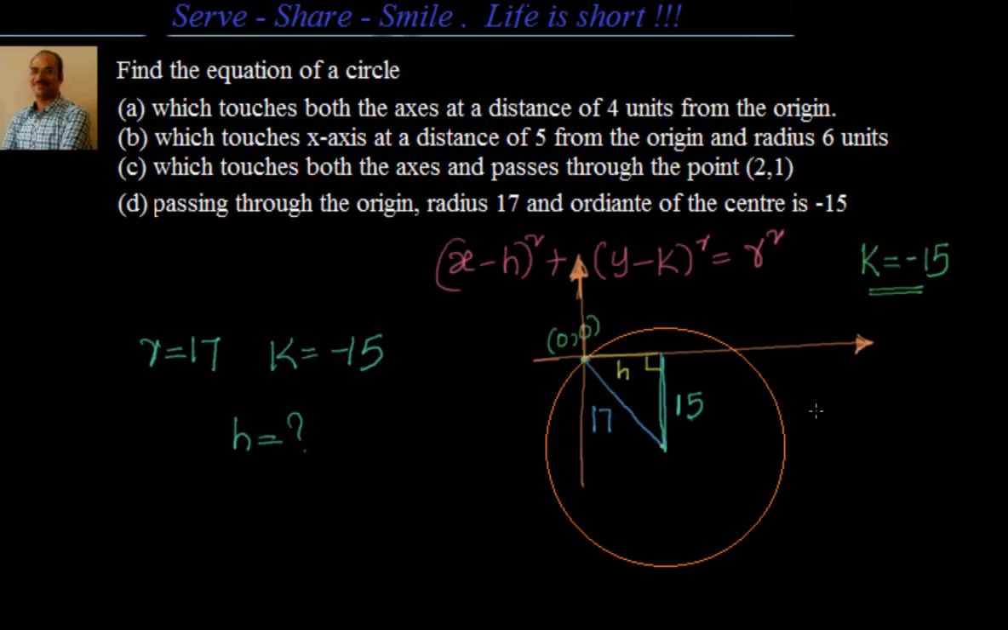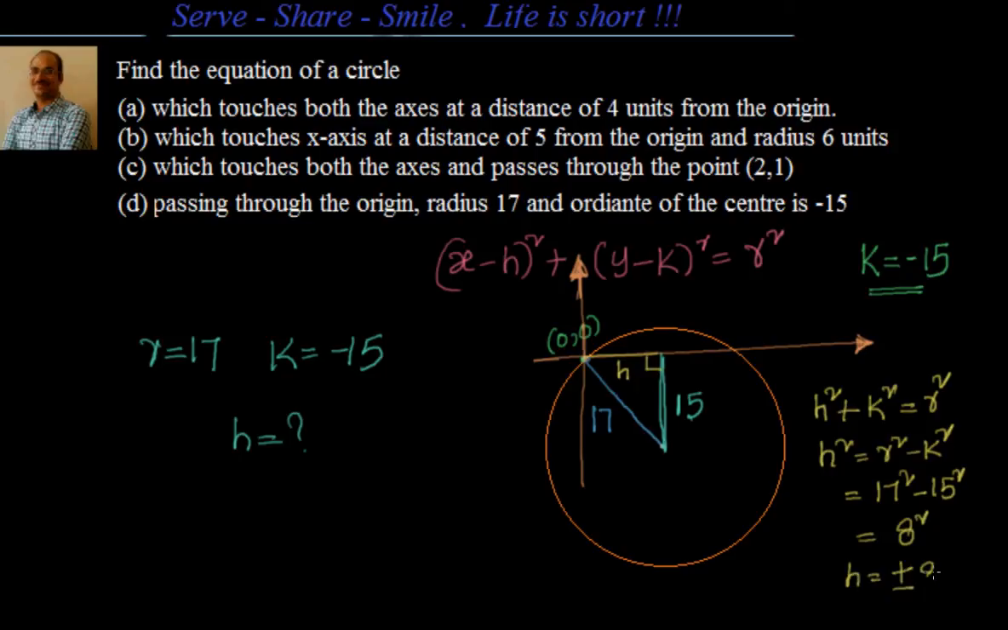So what we will do now is, whenever it is passing through the origin, we know that h square plus k square equal to r square. So h square equal to r square minus k square, or nothing but 17 square minus 15 square. That is equal to 8 square. That means h is equal to plus or minus 8. So we have two scenarios now. H can be plus or minus 8.